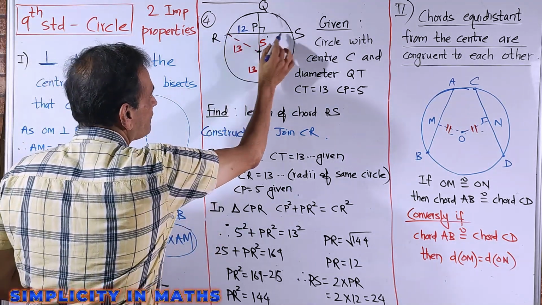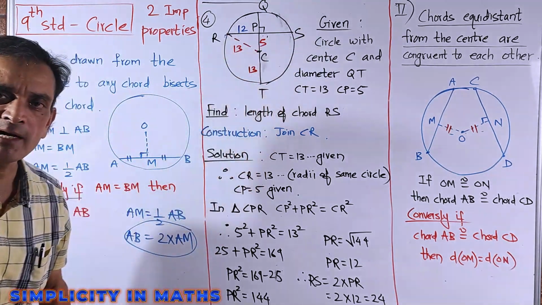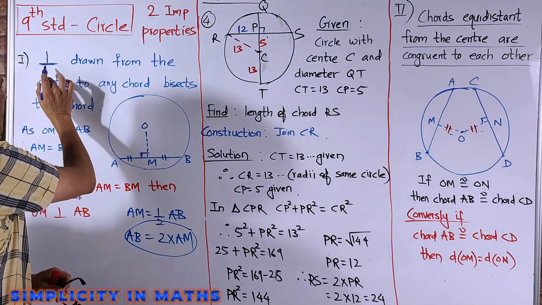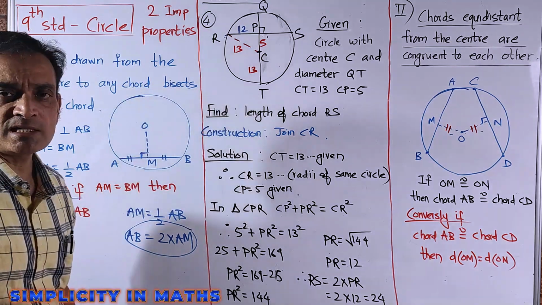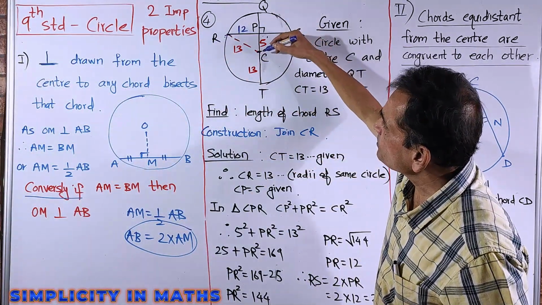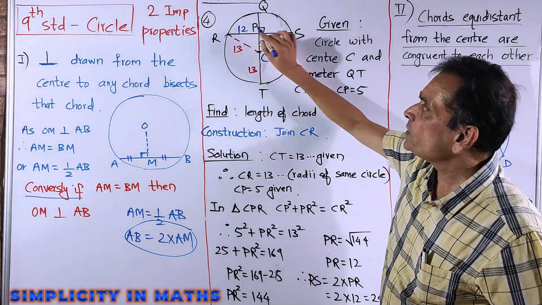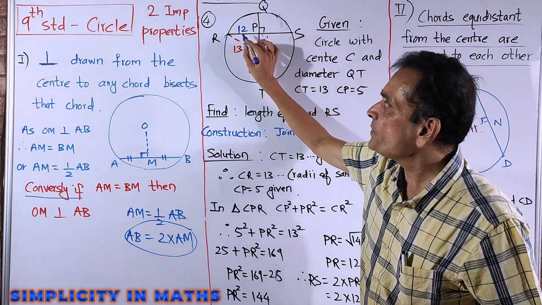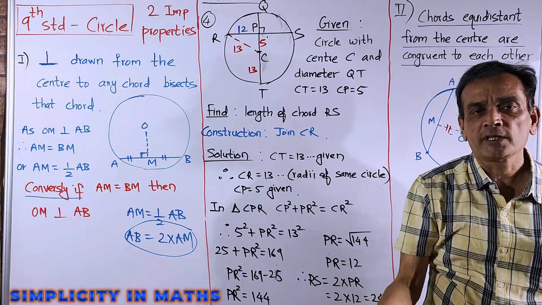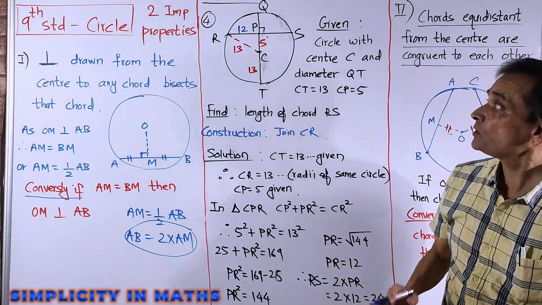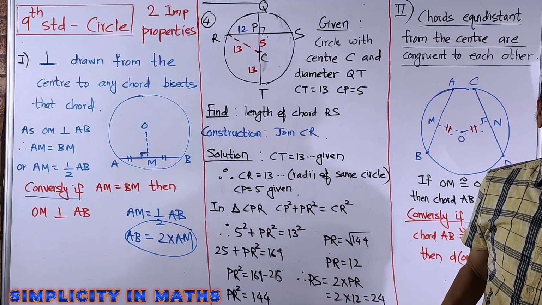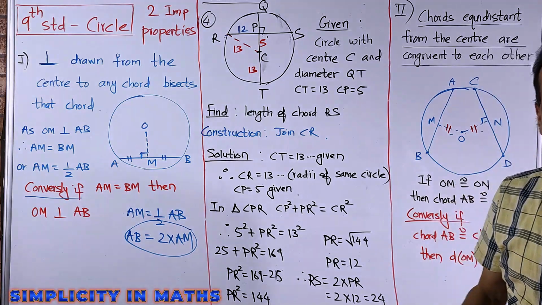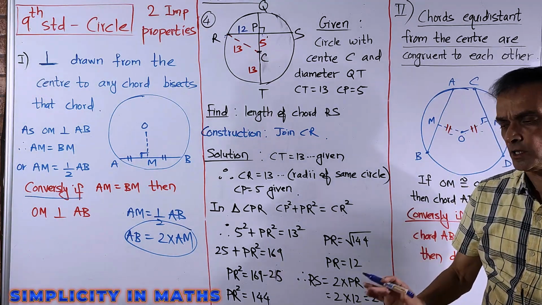Conversely, if this was 24, then PR would be half of 24, that is 12. The reason for both is the same: a perpendicular drawn from the center to the chord bisects it. So when you draw a perpendicular from the center to the chord, P is the midpoint of the chord, so it bisects the chord. Because P is the midpoint and PR is 12, we multiply 12 by 2, because you want to go to the bigger chord. So RS is 12 into 2, that is 24. You want to go to the bigger segment. The reason is the same: a perpendicular drawn from the center to the chord bisects the chord.